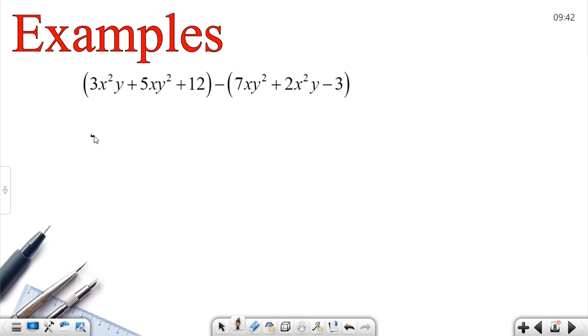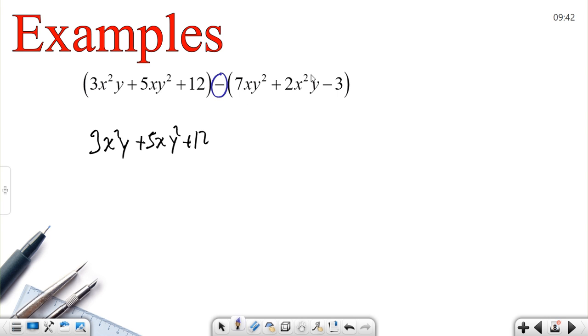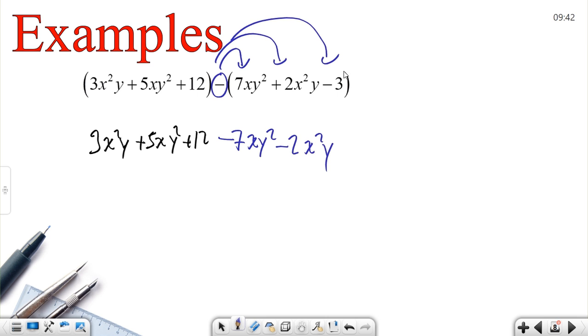Let's see another example. Okay, 3x squared y, 5xy squared plus 12. There is no negative sign, so we can remove these parentheses. But here we have a negative sign, so we need to take the opposite of all terms. So opposite of 7 is minus 7xy squared. Opposite of plus 2 is minus 2x squared y. Opposite of minus 3 is plus 3.